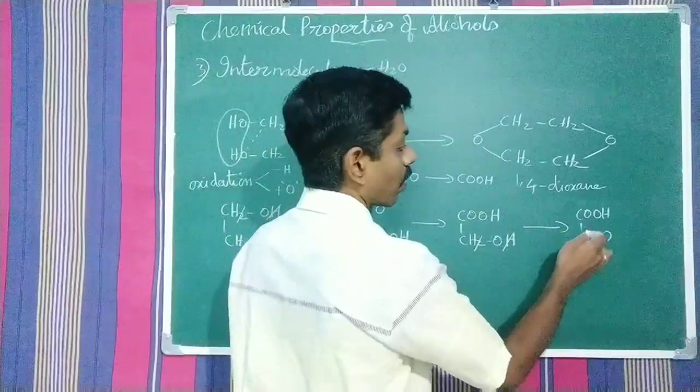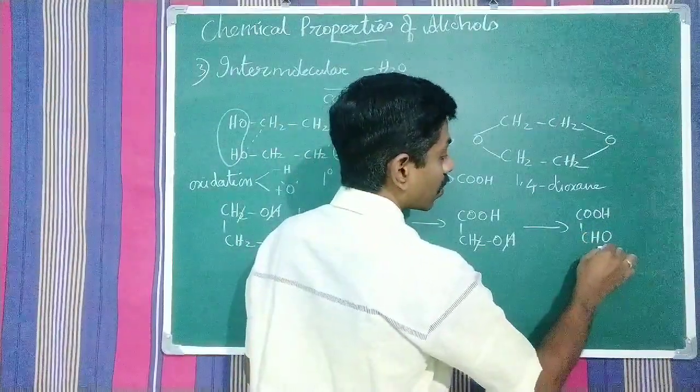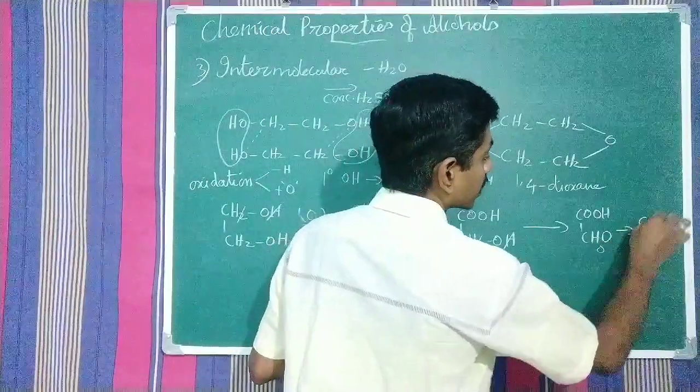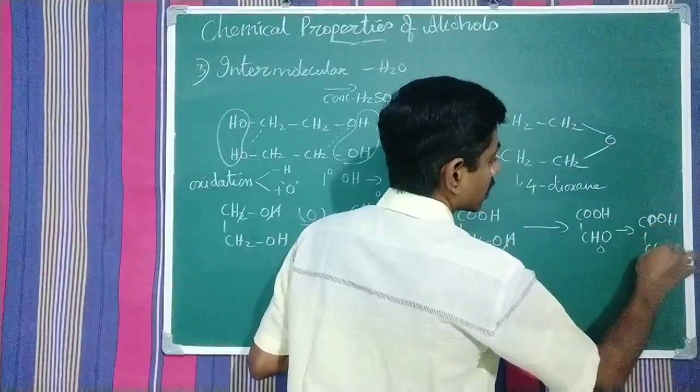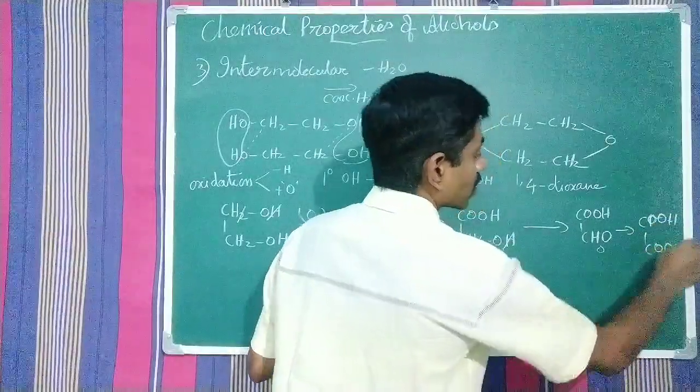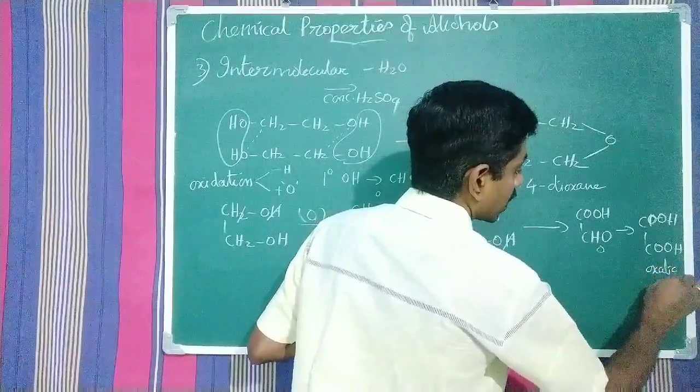This is called glyoxylic acid. Now again add oxygen, the final product will be COOH single bond COOH. This is oxalic acid. So the final product is oxalic acid.